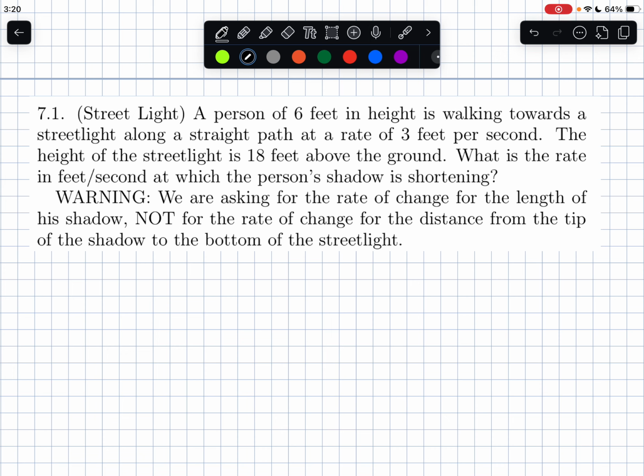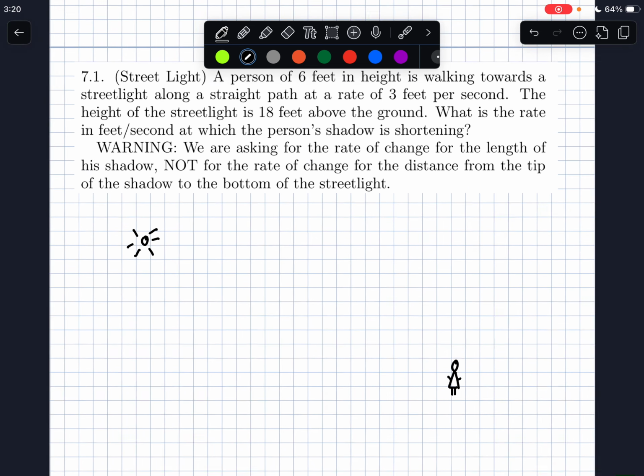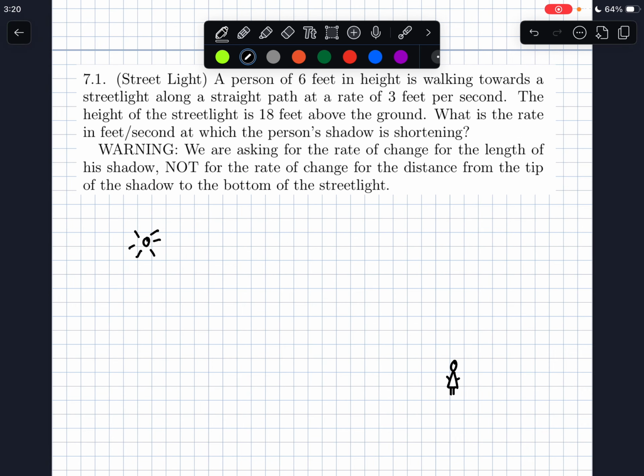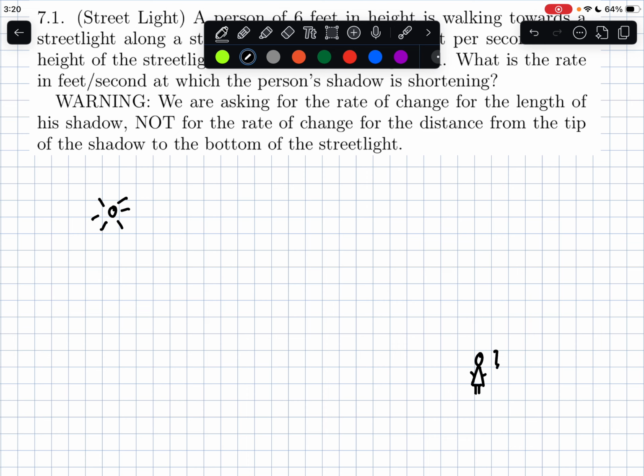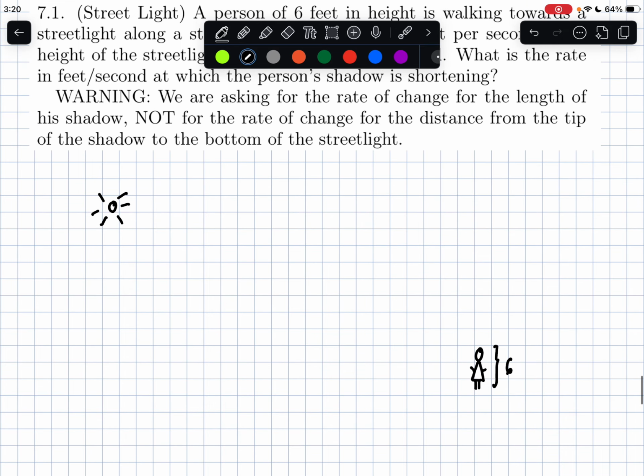Let me draw it like this. The street light here and a person walking toward it. Say we have this person here. And the person is 6 feet. And then this street light is 18 feet above the ground.